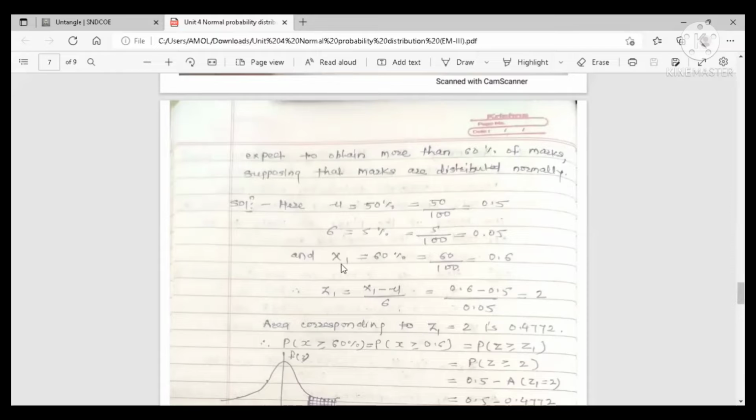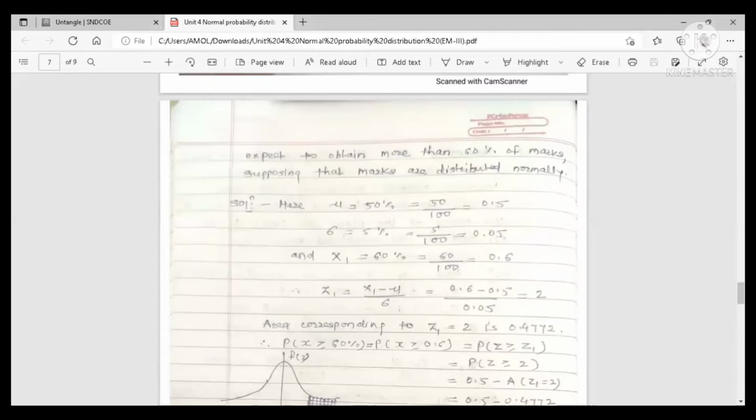Now after writing the value of x1, you convert that x1 in terms of z1, and the formula is z1 is equal to x1 minus mu upon sigma. Z1 is the standard normal variable. Now put the value of x1 as 0.6, mu as 0.5, and sigma, the standard deviation, as 0.05. If we simplify, it is equal to 2.